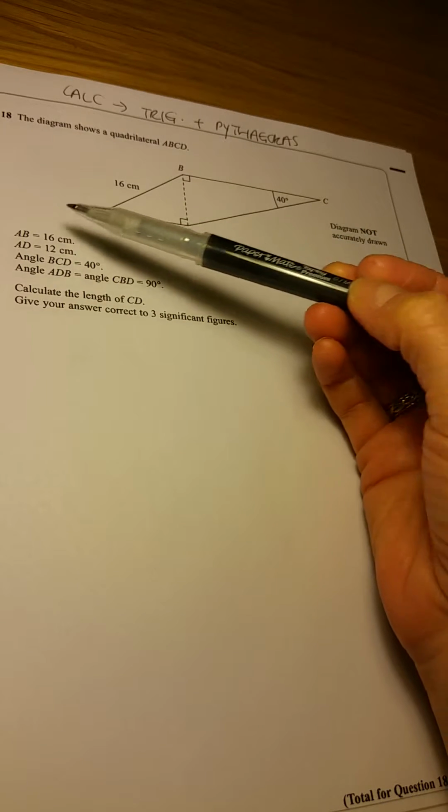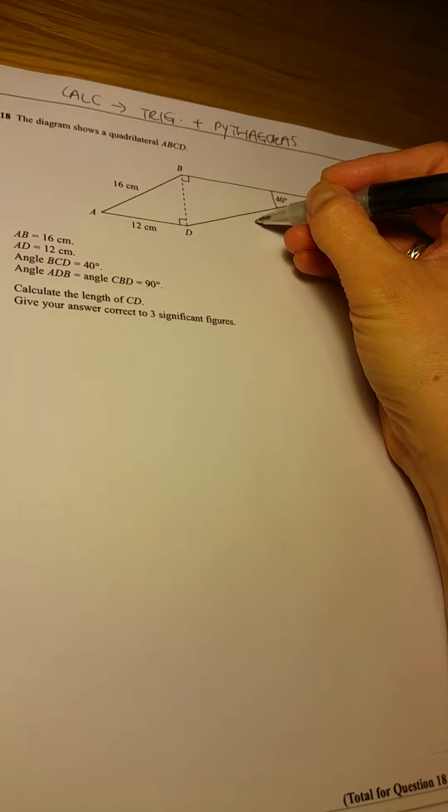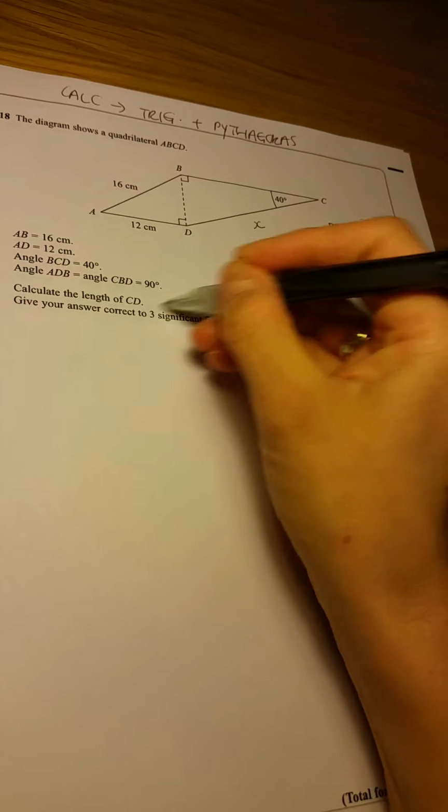Now, what you'll notice is you've got two triangles, connected by this dotted line. We'll talk about why that's significant in a minute. But the first thing I'd always suggest is check that this is on the diagram. So AB is 16, yes. AD is 12, yes. Angle BCD is 40, yes. Angle ADB equals angle CDB is 90. So they're both 90 degrees, okay? You want to calculate the length of CD. So X, whatever you want to call it, give it to 3 significant figures.